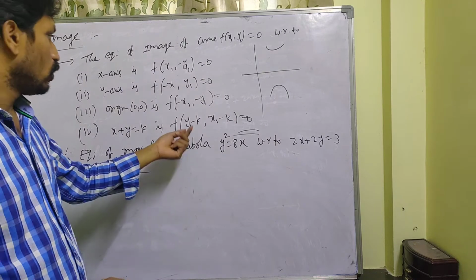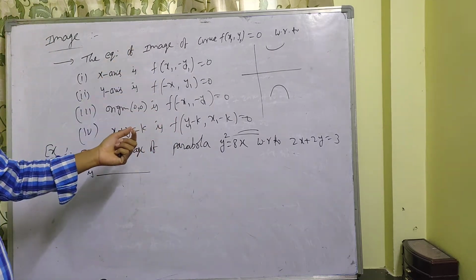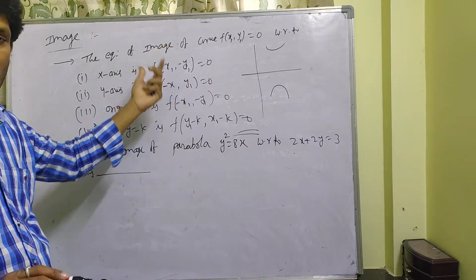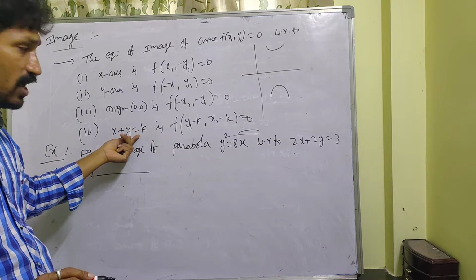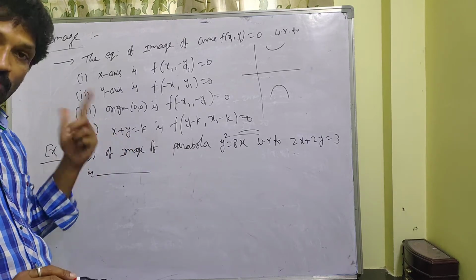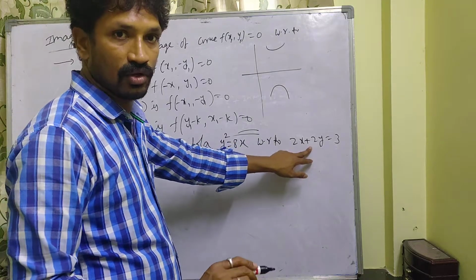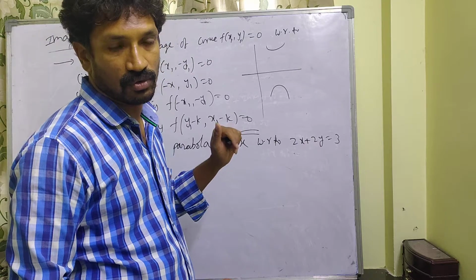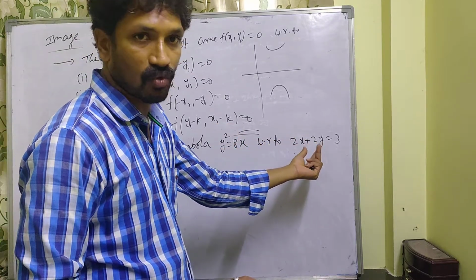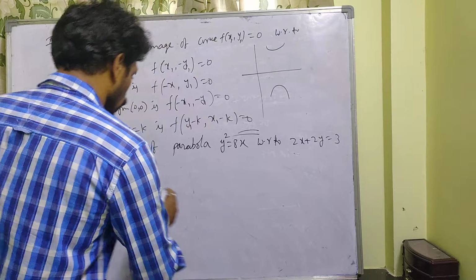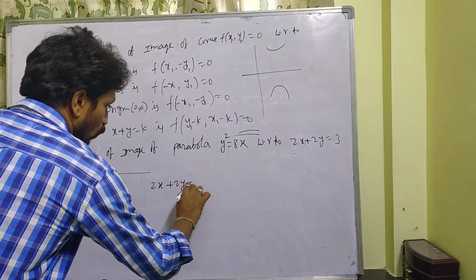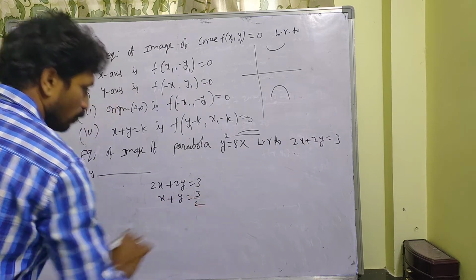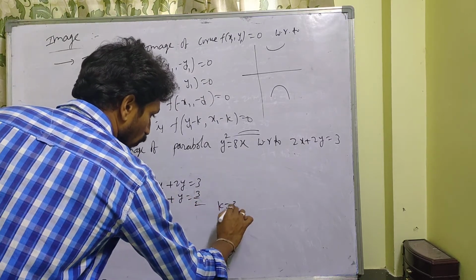See here, I told you that if you want to find the image of a curve or point x1 comma y1 with respect to x plus y is equal to k, the x and y coefficients should be 1 or minus 1. Here 2 is there. So if both have 2, it is possible. If it is 3, it is not possible. You cannot make it so both are 1 or minus 1. So here both are 2 only. So first you generalize this one, 2x plus 2y is equal to 3. Divide the entire equation by 2, you get x plus y is equal to 3 by 2. So here k is equal to 3 by 2.